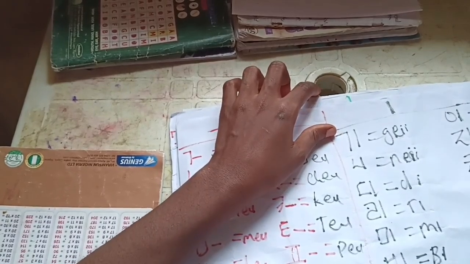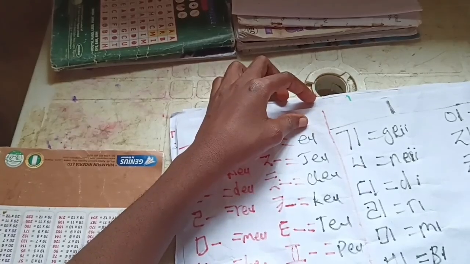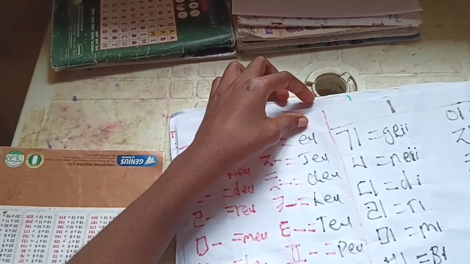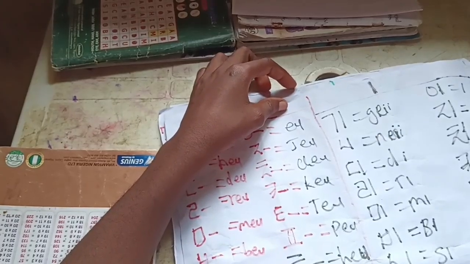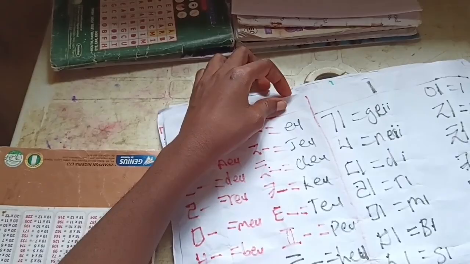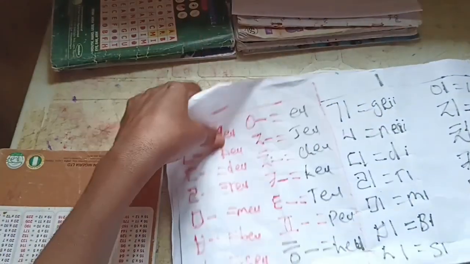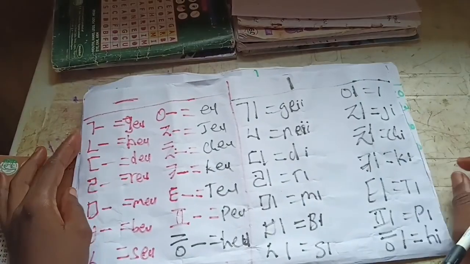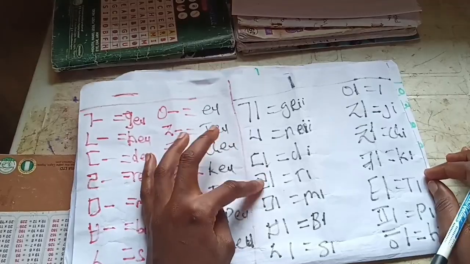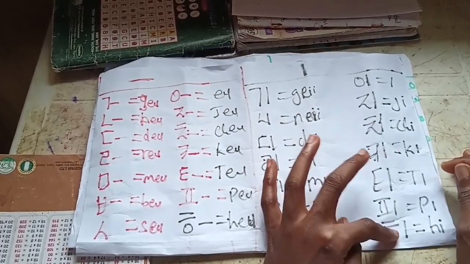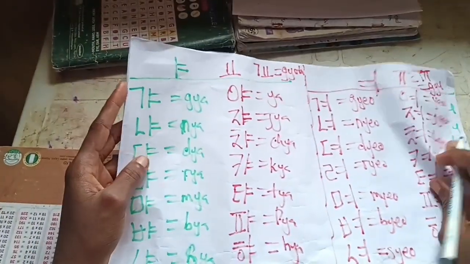J and I, Chu, C-H-I, K and I, T and I, and then we have P and I, and we have H and I. Yay! Not off camera. Sorry, didn't see all these ones. So it's E-G-Ch-K-T-P-He. Right? So that's it for the 10 simple vowels. Very short and straight to the point, right?